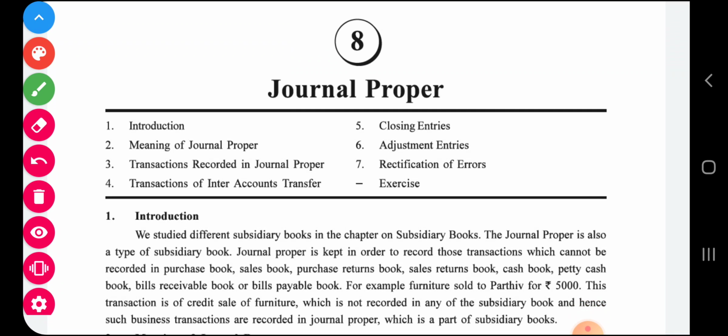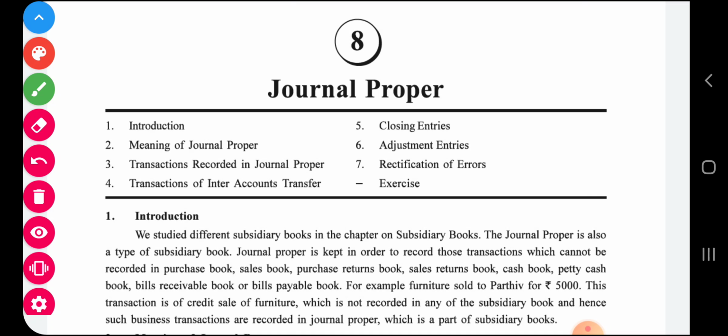See, in accountancy, so far we have discussed seven chapters. The last one was cash book, and before that, chapter 5, accounting equation. Now, the new chapter is journal proper, which is very, very easy, and it is based on journal. If the concepts of journal are clear, then you won't find any difficulty in this lesson.